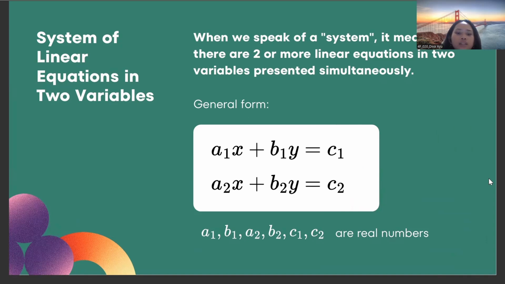Next, what is a system of linear equations in two variables? A system means that we have two or more linear equations that are considered at the same time. The goal is to find a pair of values for x and y that satisfy all the equations simultaneously. This pair of values is called the solution of the system.